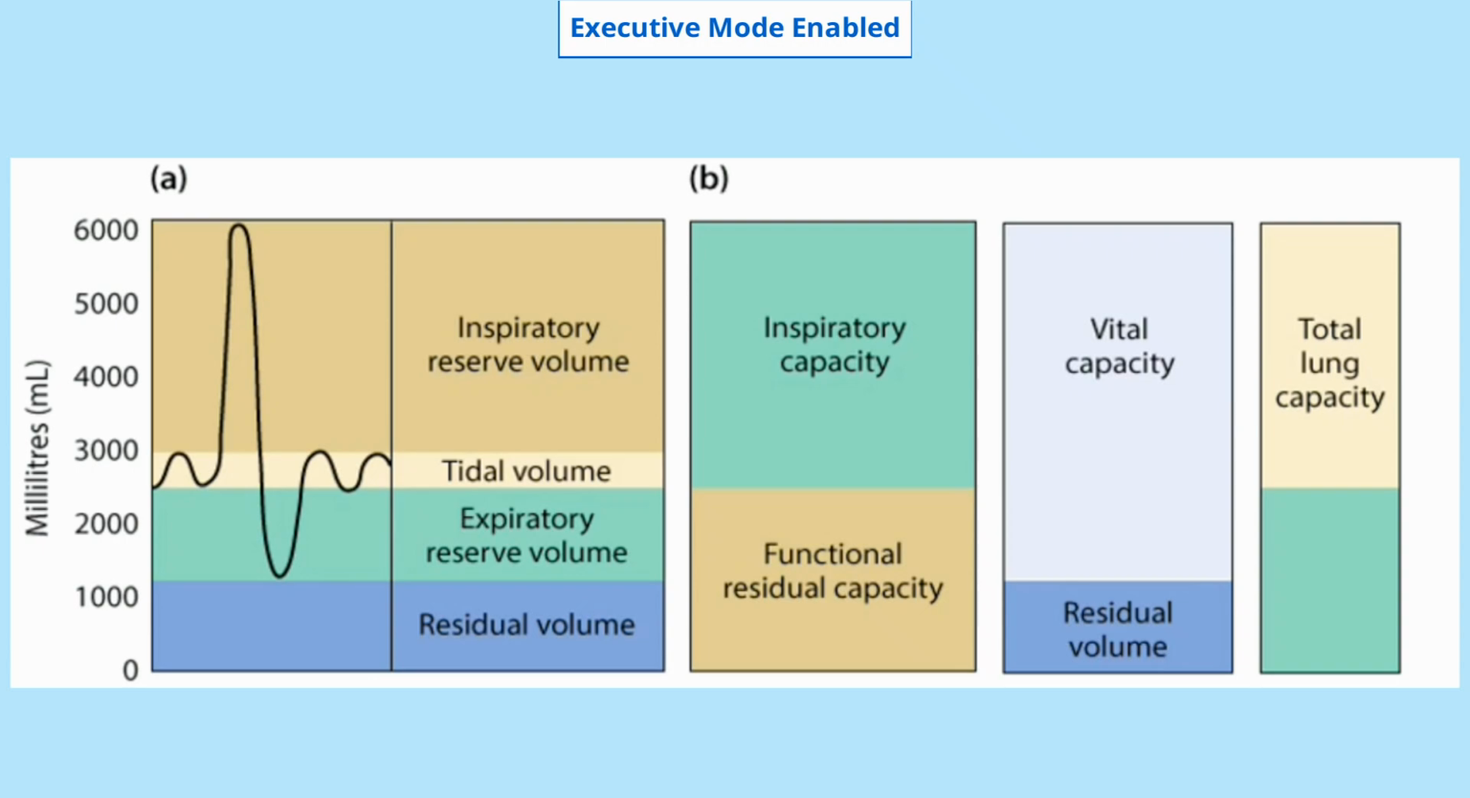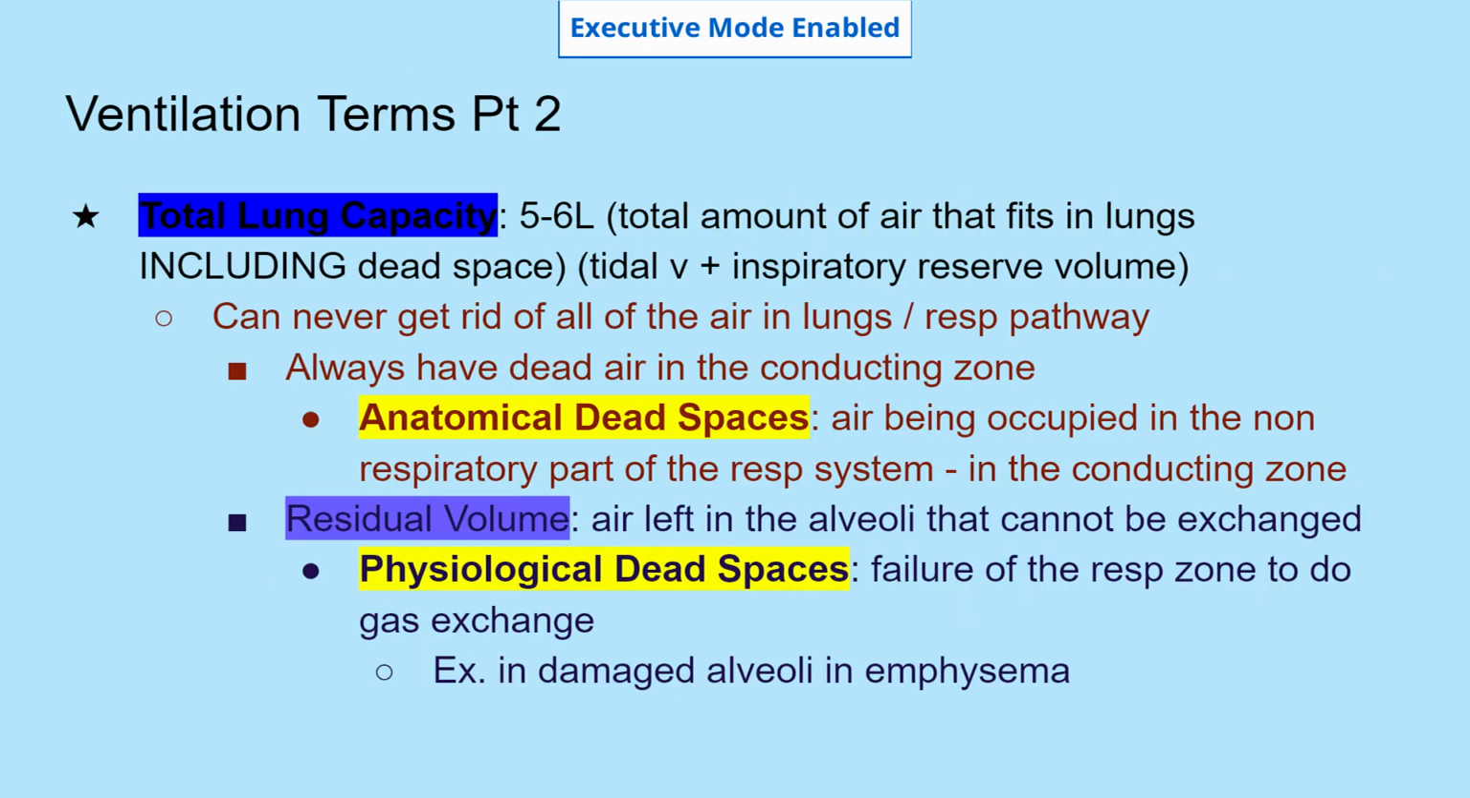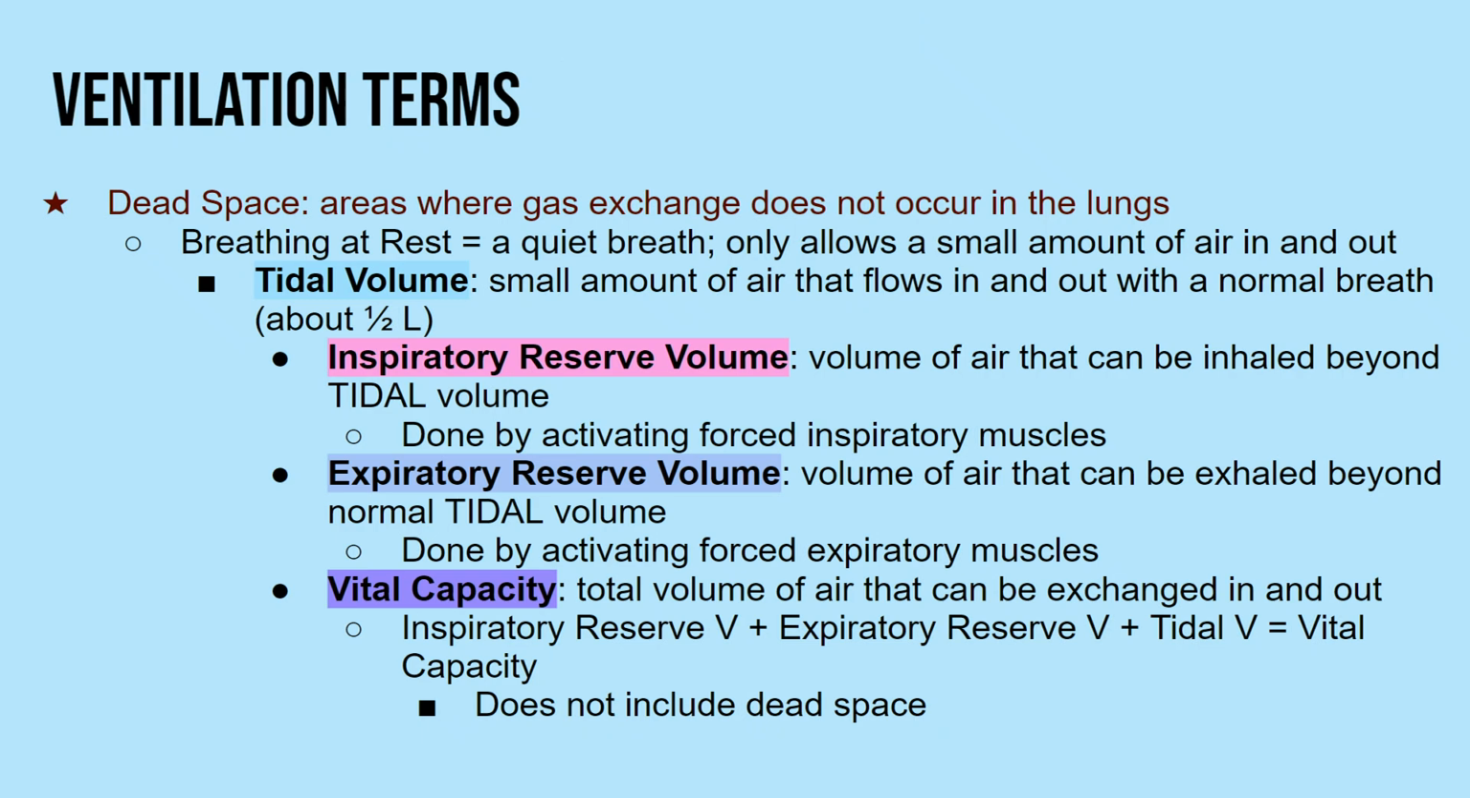And then you guys looked at these values a lot in the lab, I believe. These just describe different volumes of air in your lungs, and I have the definitions here. Keeping the ventilation terms straight is kind of tricky. There's the dead space, which is areas where gas exchange does not occur at all in the lungs. And then the tidal volume describes the small amount of air that flows in and out with a normal breath, which is about half a liter of air.